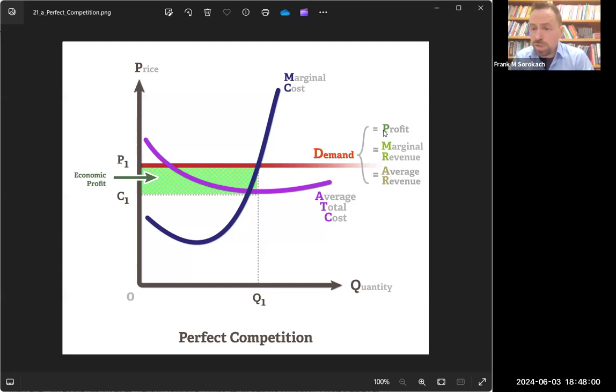So we can only charge the same price for multiple products. And again, we can't charge less. And if you divide $10 in sales by 10 burgers, that's your average revenue. So price, marginal revenue, and average revenue in this model are basically the same thing.